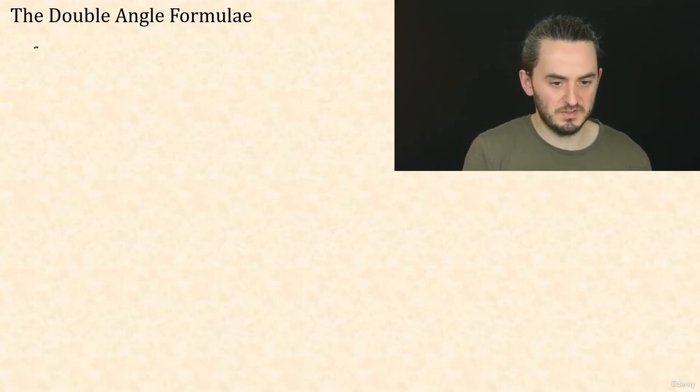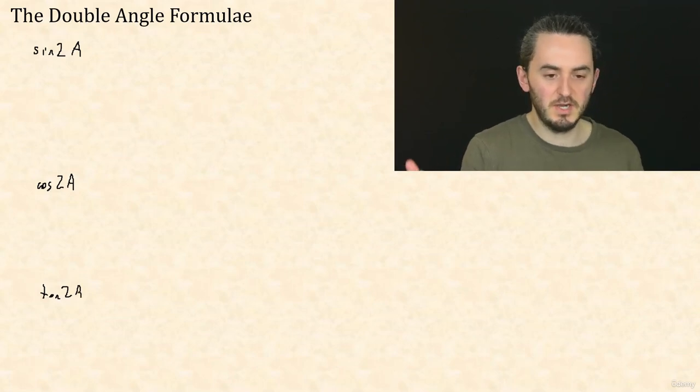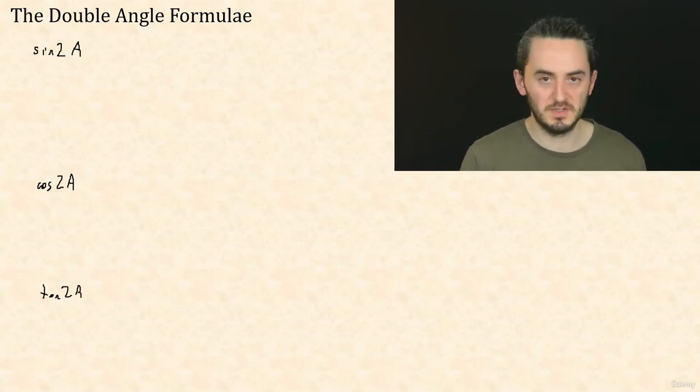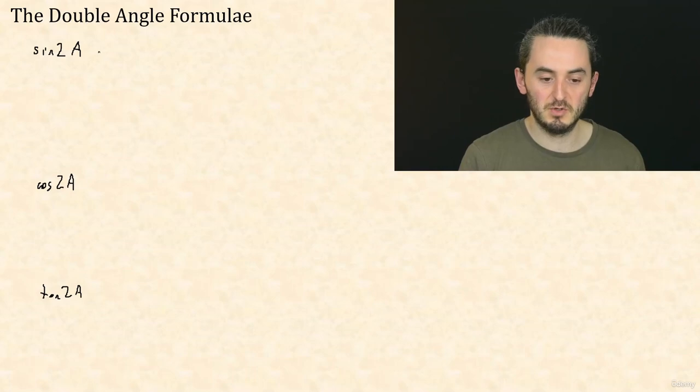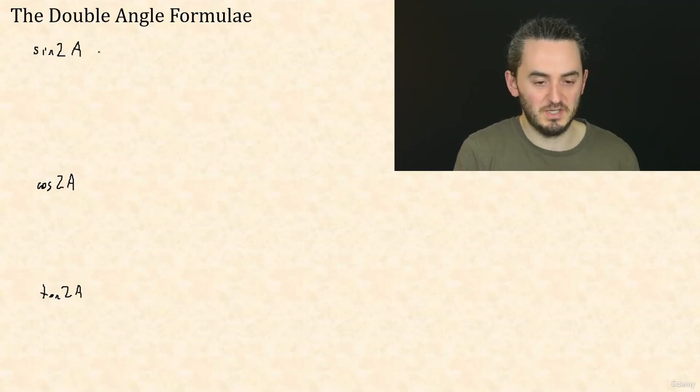Well, they're just this. They are sine 2a, cos 2a, and tan 2a. That is sine of 2 times something, cos of 2 times something, tan of 2 times something. Why would we particularly care about this? Well, it's hard to see that immediately, but the further we get through the course, the more you'll see that these equations are going to help us solve all sorts of interesting things, particularly in calculus.